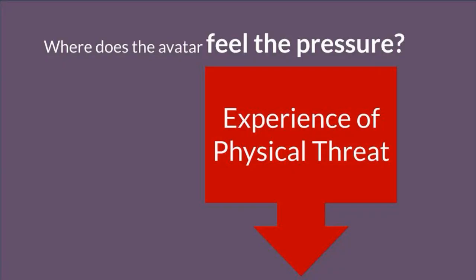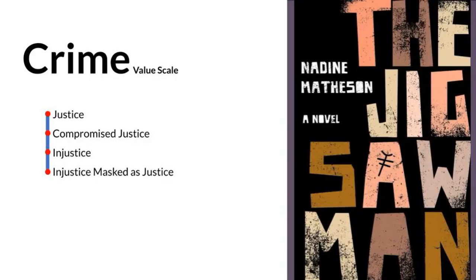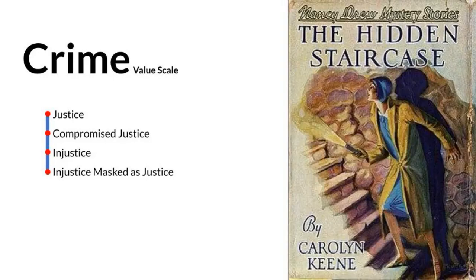Crime is the next external dynamic. The scale is justice to injustice with gradations between and below. Nadine Matheson is an awarded crime novelist. If you like smart, grisly crime, she's got it with her British detective, Inspector Henley. Here's a more mild-mannered crime solver. And the example of Nancy Drew raises a point.